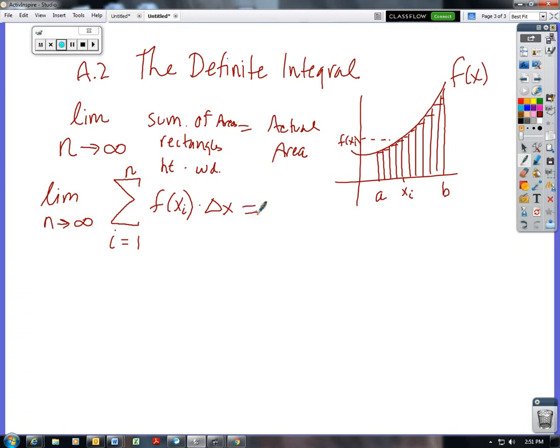And then the actual area is an integral. The way it's written is the integral from a to b of f of x dx. That is actually called the definite integral. So we can make a note of this.